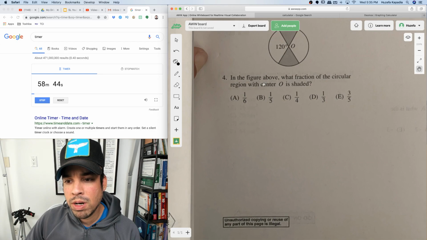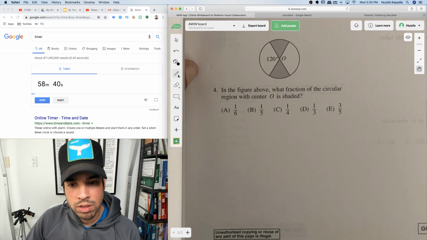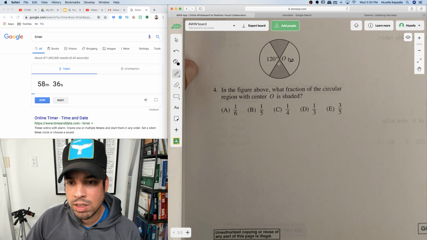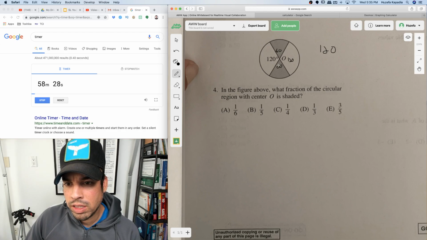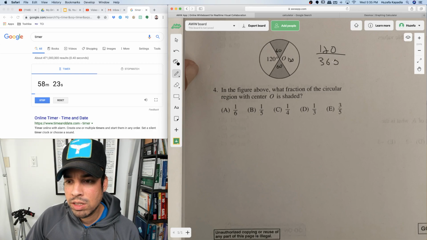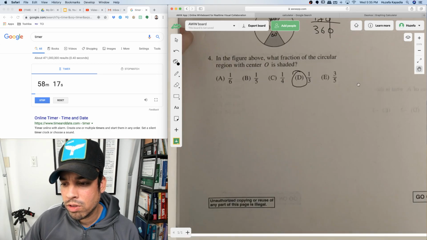In the figure above, what fraction of the region is shaded? If that's 120, this is 120 because that's a vertical angle. So that's 240. And then this is 60 and 60. So 60 and 60 gives a total of 120 of a central angle out of 360, and we can get that fraction, which is 1/3. 1/3 is shaded, and it looks like 1/3.